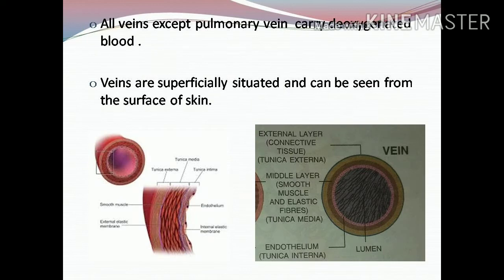And the veins carry deoxygenated blood except the pulmonary vein. All the veins carry deoxygenated blood except the pulmonary vein. The pulmonary vein carries oxygenated blood. So this is the main structure of the vein. In the diagram also you can observe this.